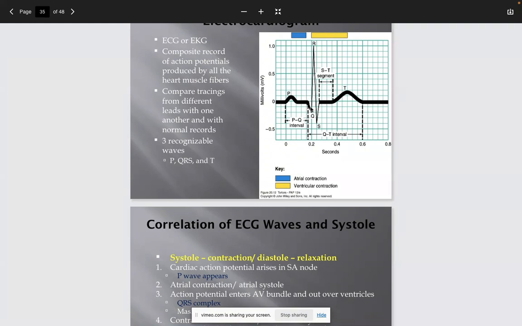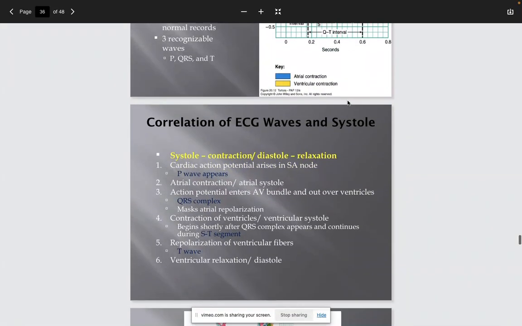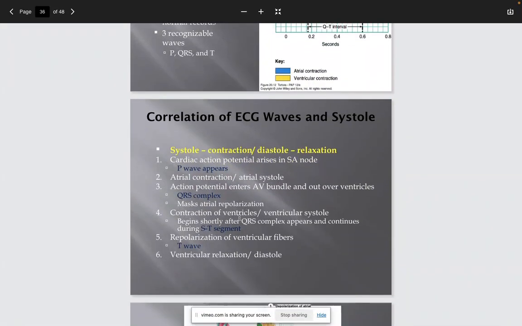Once we have ventricular contraction, we're going to have ventricular repolarization, and this is going to occur through the T wave. The T wave is going to represent ventricular repolarization. So as you have contraction of the ventricles, ventricular systole, another term for contraction is systole. And then you also go through a period called diastole, right? Relaxation of the ventricle so it can fill with blood. But repolarization of these ventricular fibers occurs through the T wave.